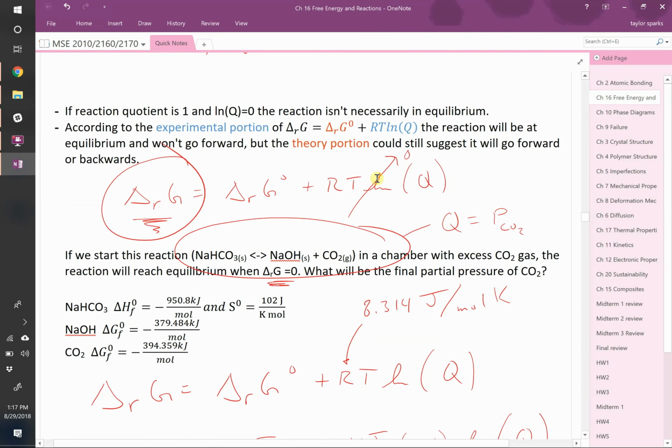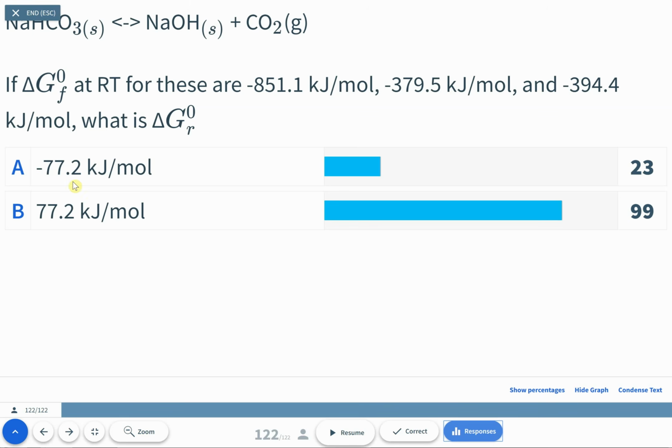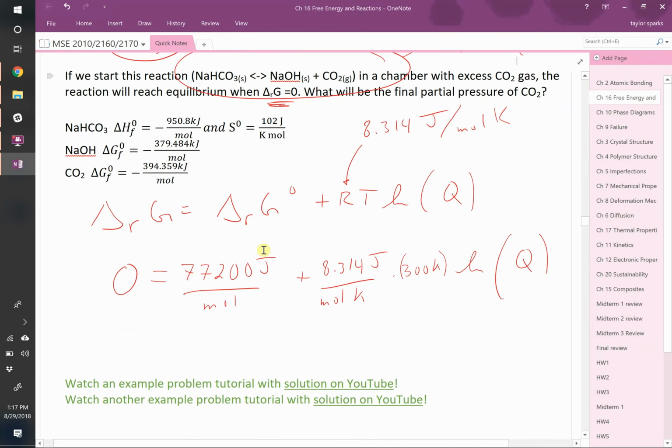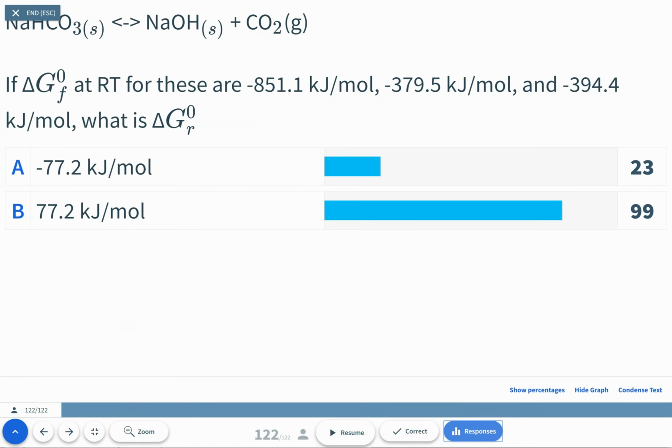Julia? Where did you get the 77,200? Good question. So we just solved for it right here when we calculated delta Rg naught. Yep. We found out it was a positive 77,200 joules per mole. So since we now know that Q is just equal to the partial pressure of CO2, go ahead and solve for the final partial pressure. I think this is our next clicker question.